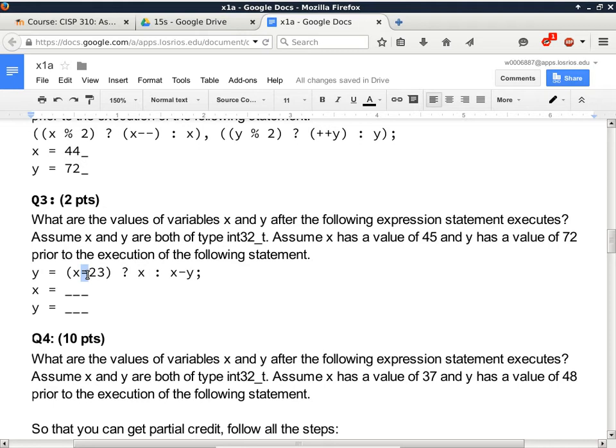23 is non-zero, right? So since the first expression is non-zero, we evaluate the second expression, and that becomes the value of the overall ternary operator. But by this time, x is already 23, right? So that means this entire thing is 23, which also means x gets a value of 23, y also gets a value of 23.